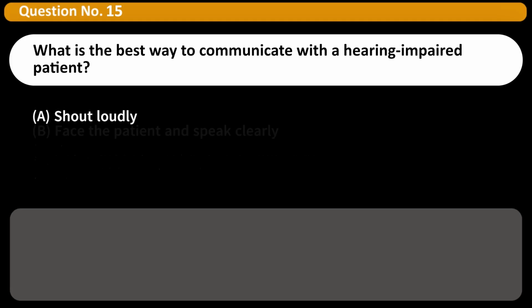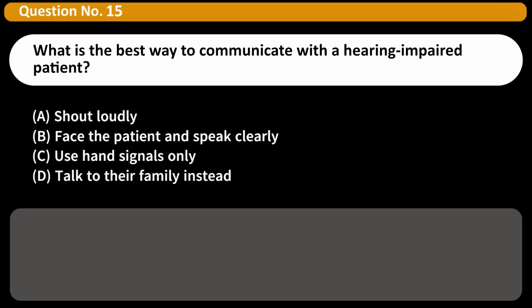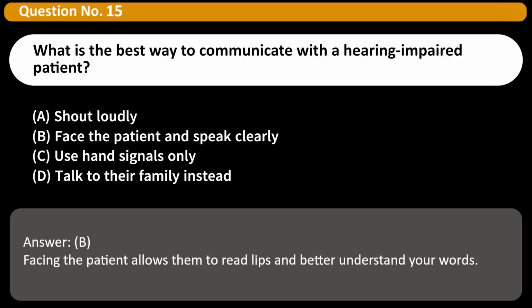What is the best way to communicate with a hearing-impaired patient? A. Shout loudly. B. Face the patient and speak clearly. C. Use hand signals only. D. Talk to their family instead. Answer: B. Facing the patient allows them to read lips and better understand your words.